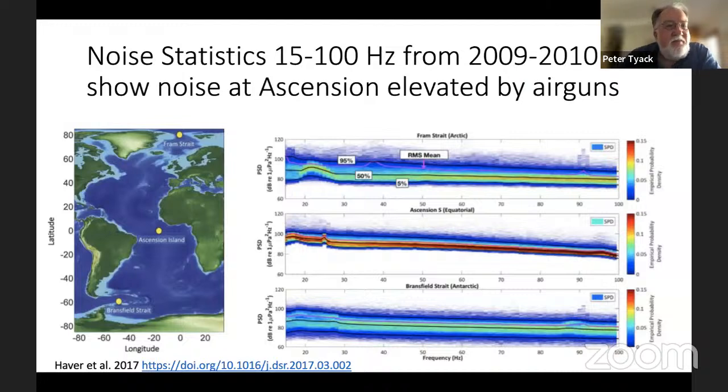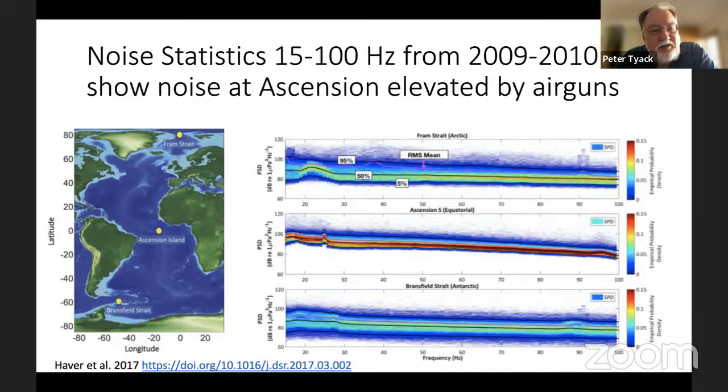Comparison of different sites like Fram Strait in the Arctic, Ascension Island in the tropics, and Bransfield Strait in the Antarctic shows, with these kinds of plots of the amount of sound energy as a function of frequency, that Ascension Island has significantly higher average noise levels than either of the polar regions. And zooming in has shown that that's primarily from air guns used for seismic survey. So Ascension Island is a place where there are elevated levels of a potential stressor, if noise is a stressor for marine life, compared to these other sites.